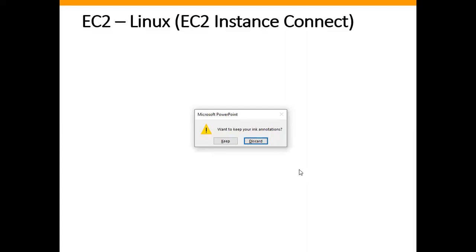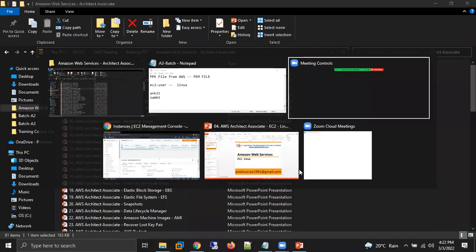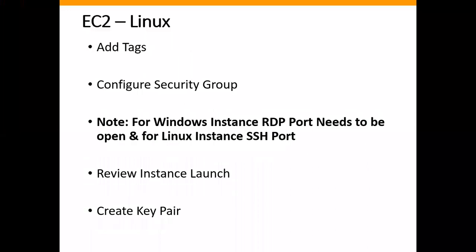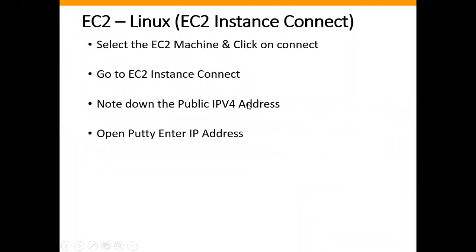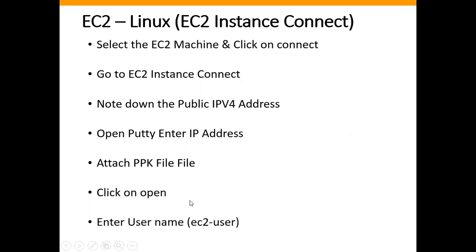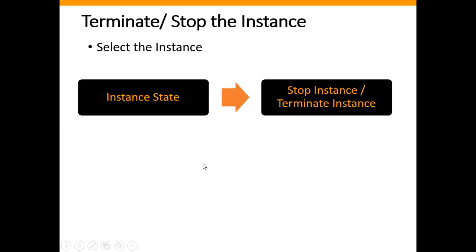Let me show you the PPT also, guys. Here we just note down our public IP, enter that public IP, attach the PPK file, click on open, and then we enter our root user EC2-user. And then in the end, we need to terminate our machine.